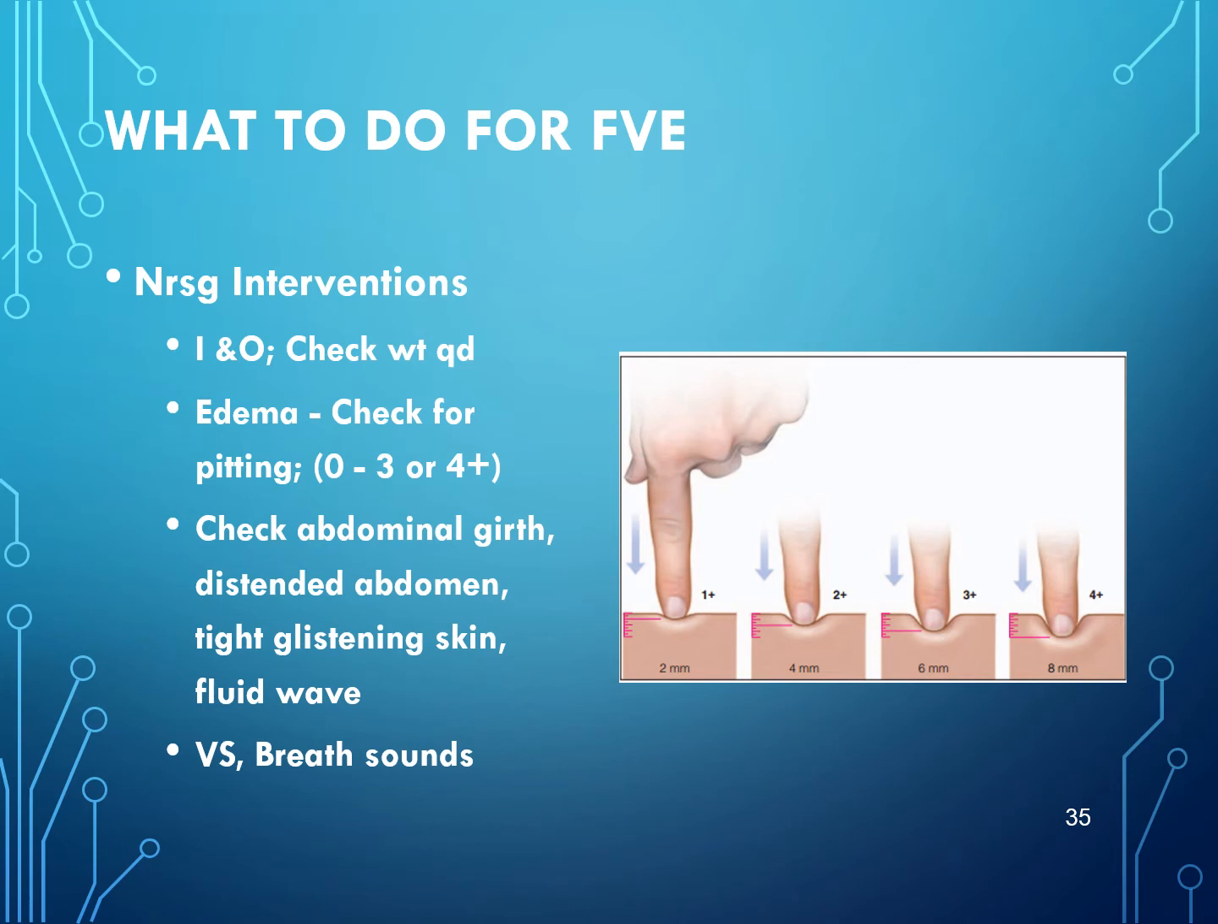A fluid wave is a test for ascites. You press down, you lift your hand up, and you can see a wave go through the abdomen. That means there's a good amount of fluid in there. We're going to watch our vital signs, including our heart rate and our blood pressure. And we're going to make sure we do a really good pulmonary assessment and make sure that the lung sounds are clear, because if we're hearing crackles, if we're hearing any of those issues, that could mean that the fluid is going back into the lungs.